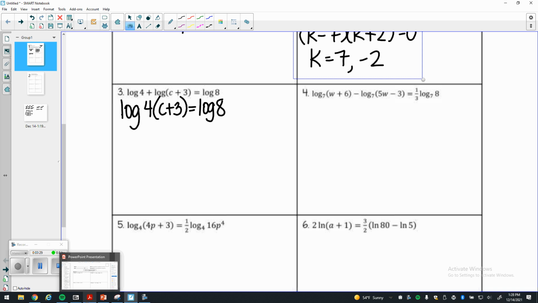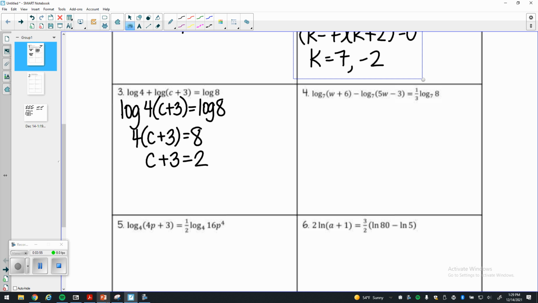Yes or maybe? What's my base over here? Base on the left side is 10. Base on the right side is 10. Are they the same? So set them equal to each other. So you have 4 times the quantity c plus 3 equals 8. If you want to distribute, you can. I personally am not going to distribute. I'm going to divide first. So I have c plus 3 equals 2. Yeah? Because I divided by 4 on this side. And then c equals negative 1.